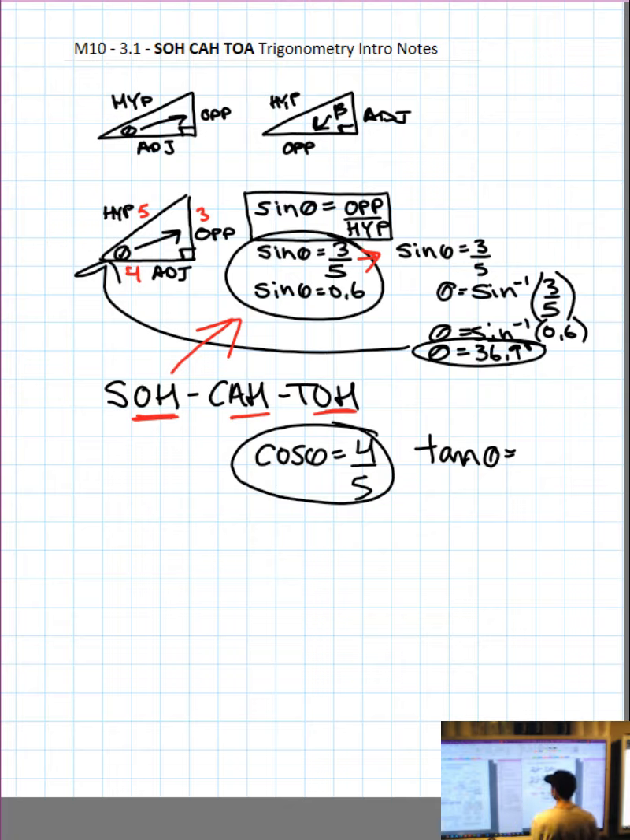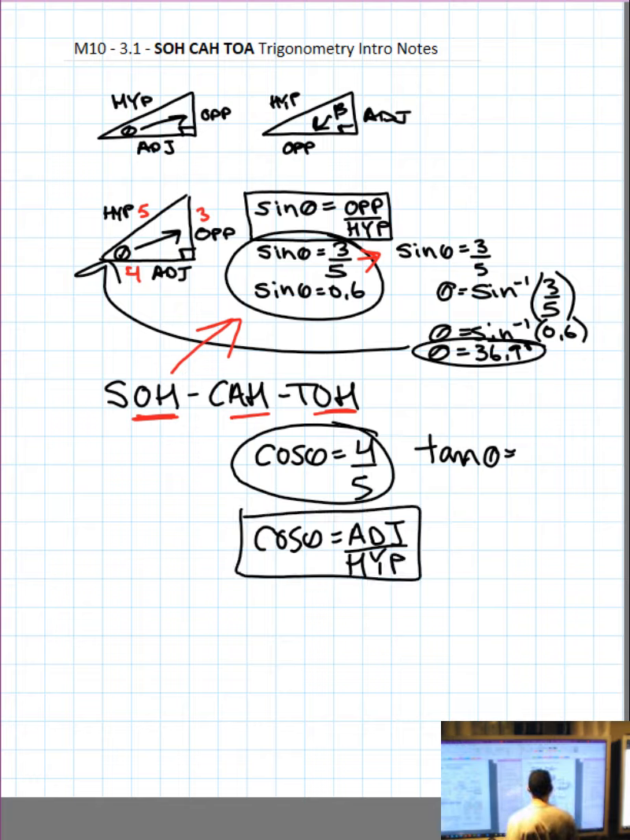Ooh, I didn't write the formula for cos. I'm going to do that directly below. Cos theta equals ADJ over HYP. Always write the formulas down. Then substitute. Switch those if you want, as it says properly in the notes.